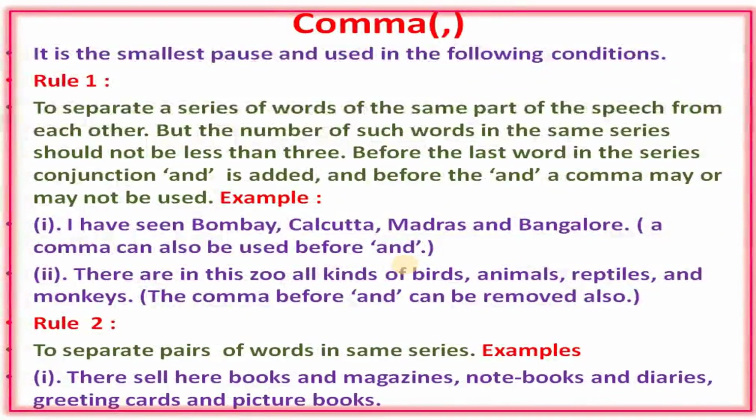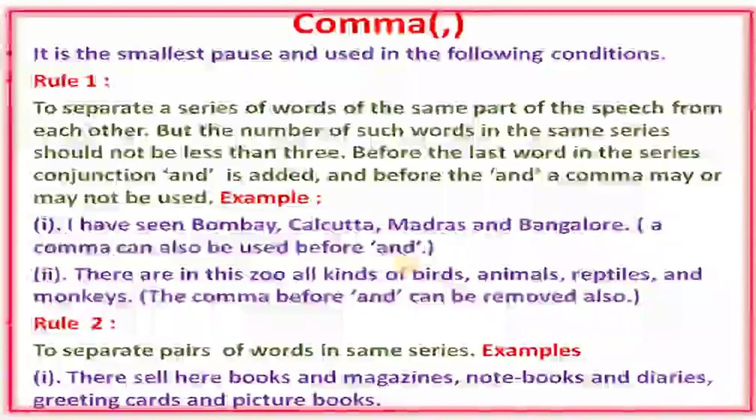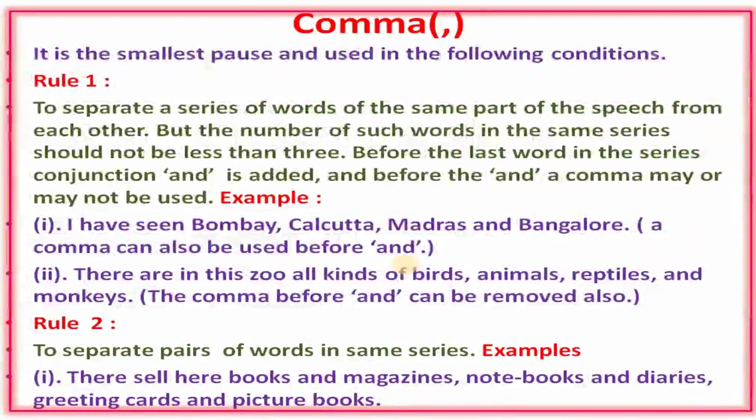There are in this zoo all kinds of birds, animals, reptiles and monkeys. The comma before "and" can be removed also. So in these two conditions we use a comma. Rule number 2: To separate pairs of words in the same series. Examples: They sell here books and magazines, notebooks and diaries, greeting cards and picture books. This is the example for the second condition.